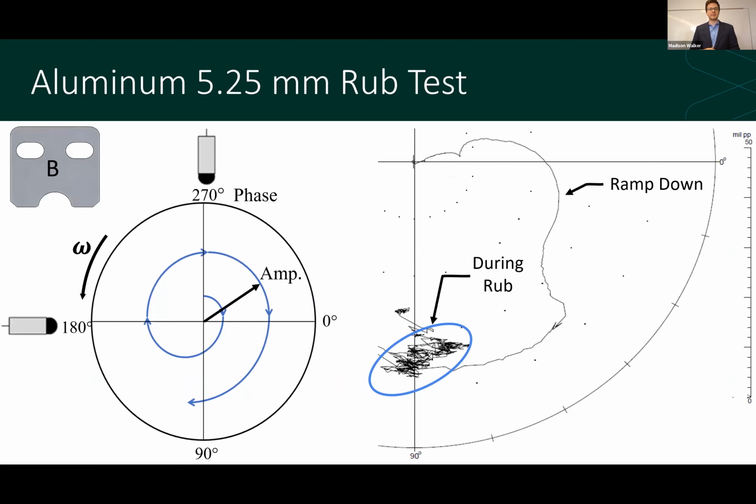Next up, we have the 5.25 millimeter rub test. This was on an aluminum insert. We don't have the ramp up behavior here, but we do show the ramp down. But the most important part is all that noisy data in the big circle you see.